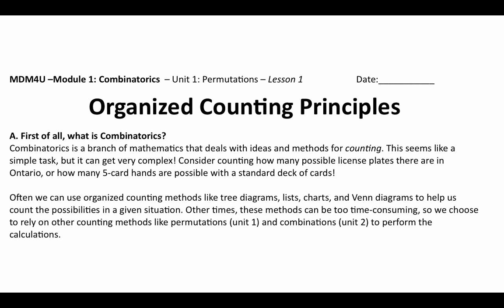Often we can look at tree diagrams, we can look at lists or charts or even Venn diagrams to help us count the possibilities in a given situation. Sometimes those would be too time consuming, so we're going to choose other methods like permutations and combinations, units 1 and unit 2 here, to perform the calculations.